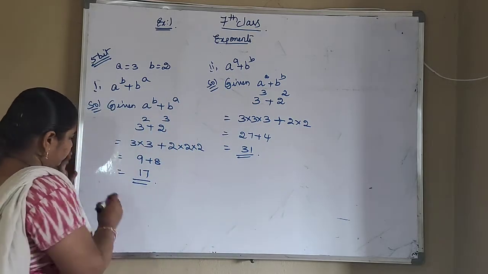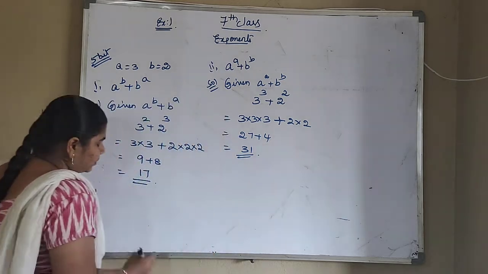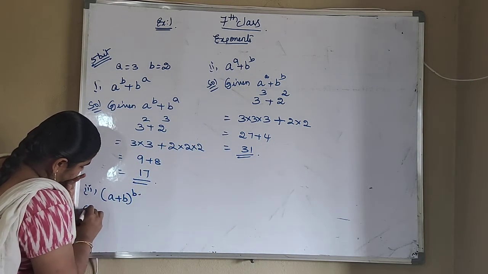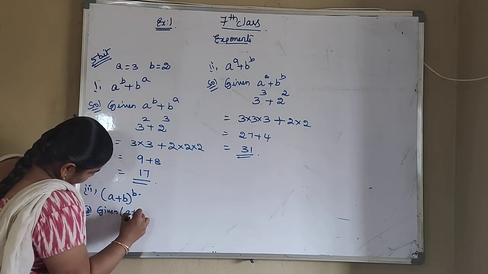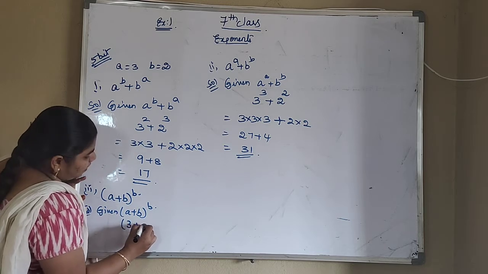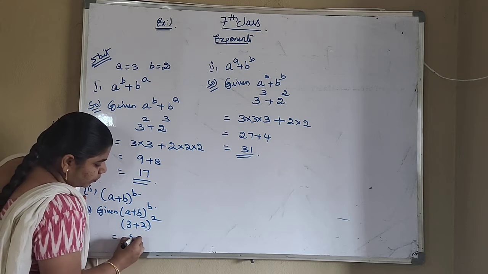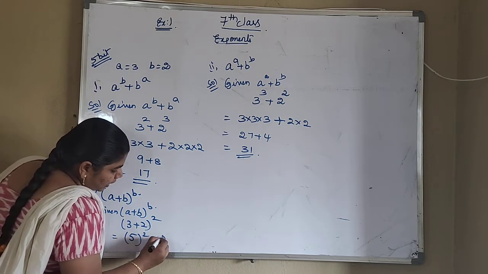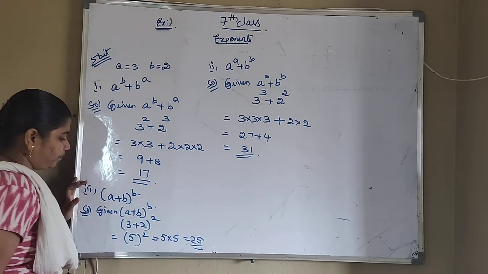So next one. A plus B whole power B. A value is 3, B value is 2, whole power 2. So 3 plus 2 is how much? 5. 5 whole power 2. 5 we have to multiply 2 times. 5 5s is how much? 25.